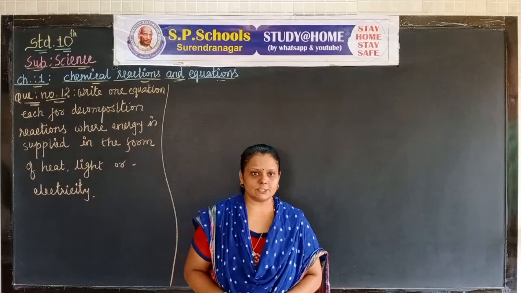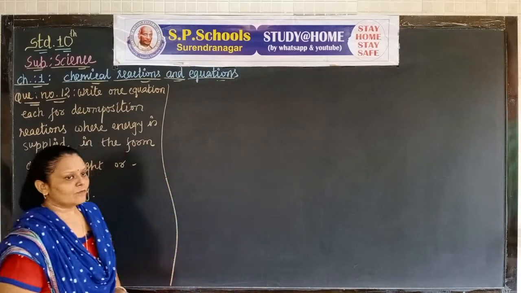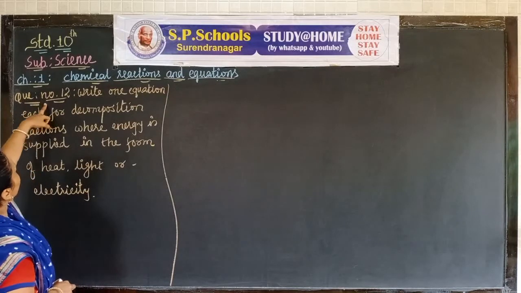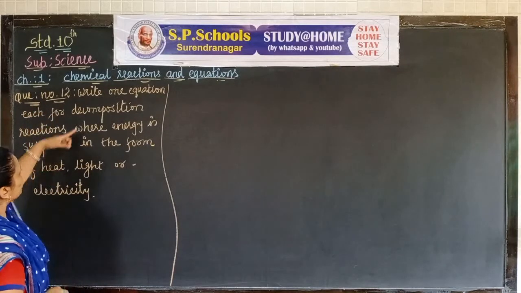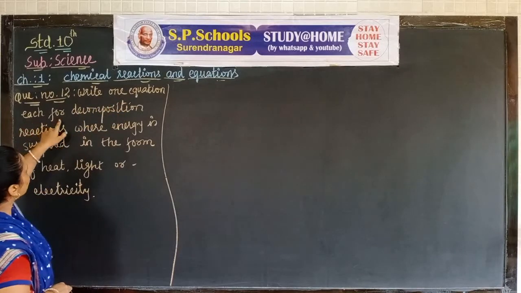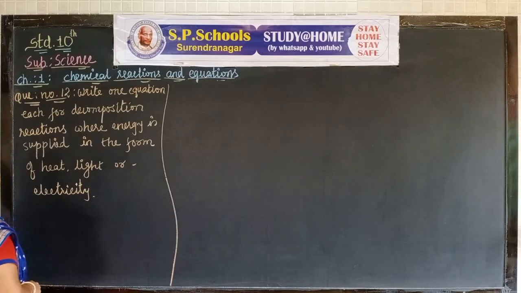Hello friends, in chapter number 1 we learn textual exercise questions. We learn about question number 12. The question says: write one equation each for decomposition reactions where energy is supplied in the form of heat, light or electricity.